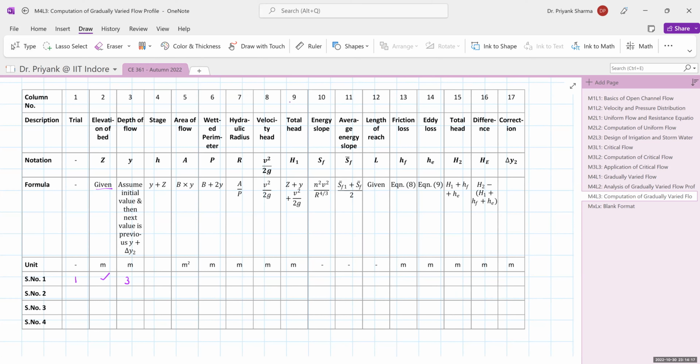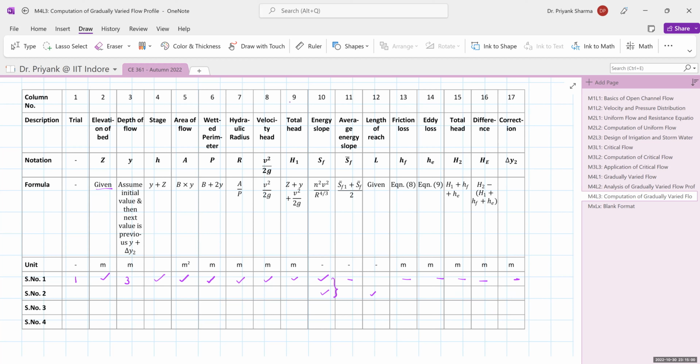Then you will find the stage, that is z plus y. Then area, perimeter, hydraulic radius, velocity, head, v square by 2g, and total head, that is z plus y plus v square by 2g, that is H1 you get. Then you can find the energy slope sf bar. So here there will not be any sf bar. So when you have this calculation, you can take the average of that and represent the sf bar here. Okay. Length is given to you. So whatever the length of the reach that is given to you. Friction loss. Now this everything is not applicable in the very first place.